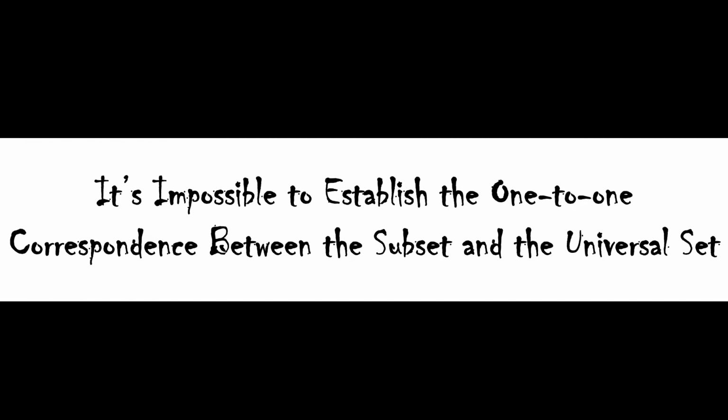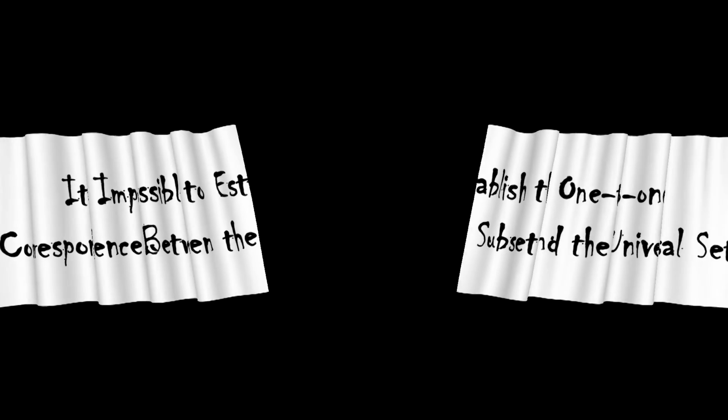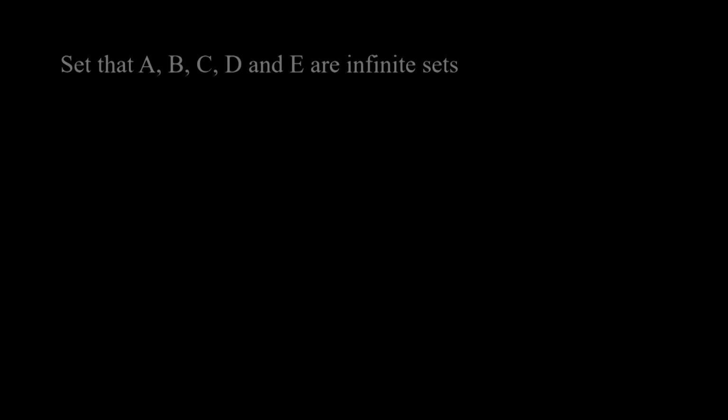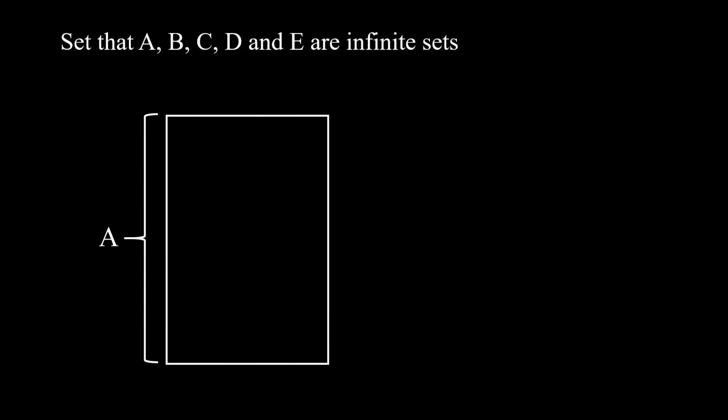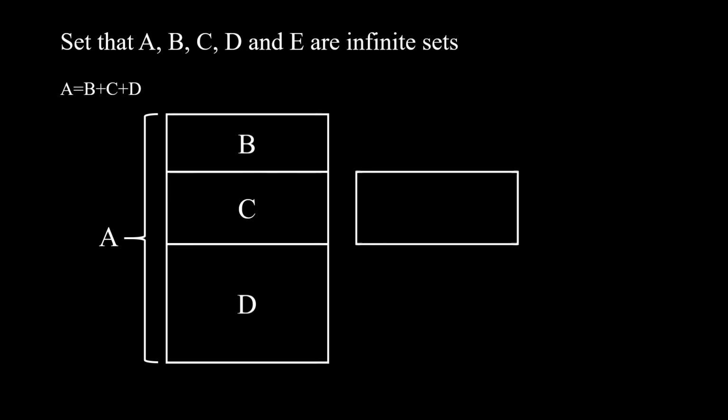It's impossible to establish the one-to-one correspondence between the subset and the universal set. Say that A, B, C, D and E are infinite sets. A equals B plus C plus D, and C equals E. In this way, E is a proper subset of A.